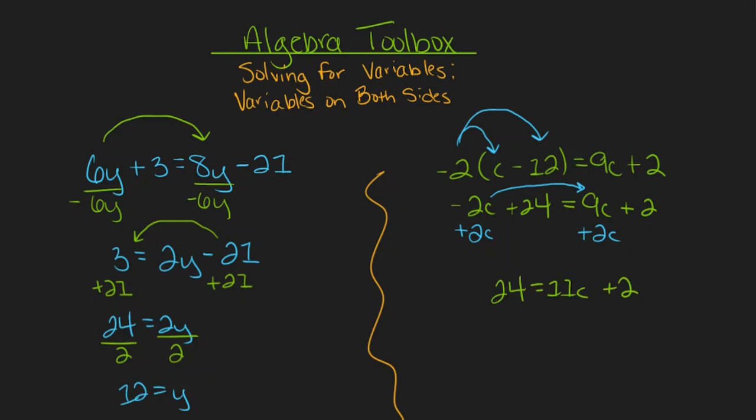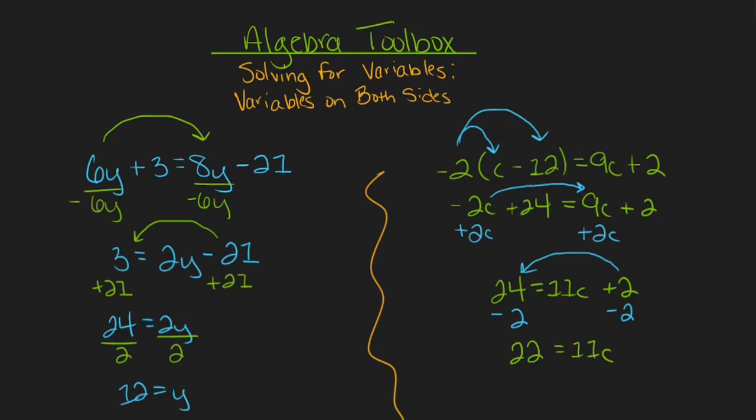Now, once again, I've gotten to a place where I have my variable just on one side of the equation, but I've got my constant terms on both sides. So in order to further our goal of getting variables on one side, constants, or plain numbers, on the other, I'm going to have to move this 2 over toward the 24. Since I have addition in front of that 2 right now, I will move it over with the opposite operation of subtraction. And once I simplify that subtraction on both sides, I'll get 22 equals 11c.